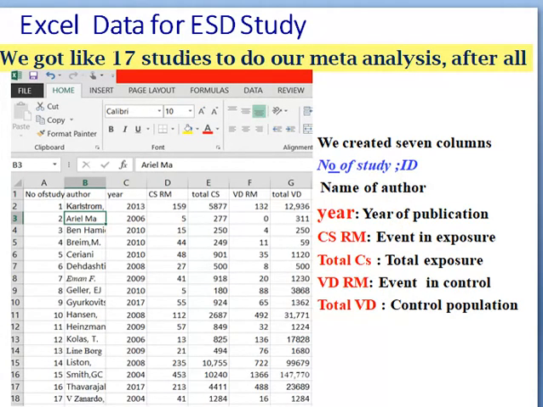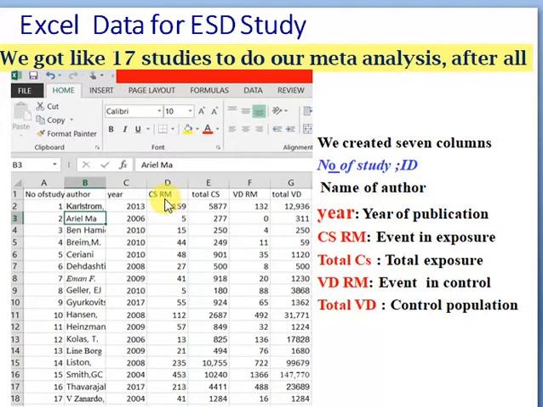Let me see in our case. We got about 70 studies to do our meta-analysis. Here is our template. We do have some columns: number of study, or this is the identification of our study. Then we do have author, the name of the author, and the year of publication.